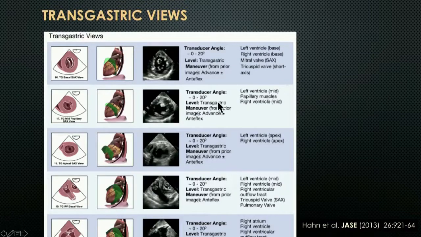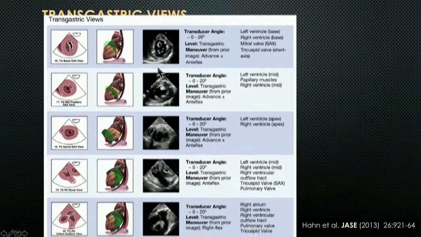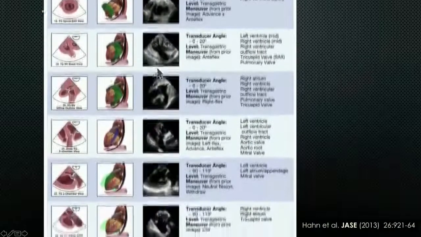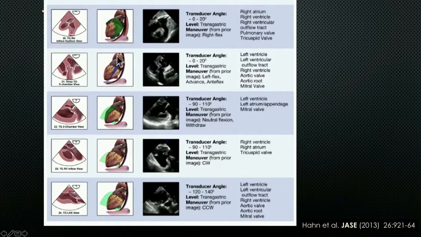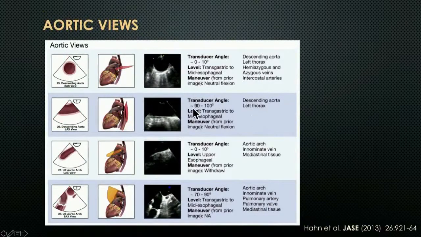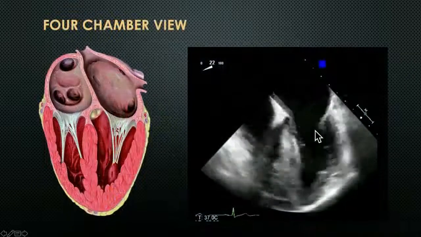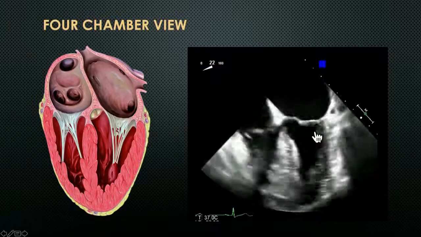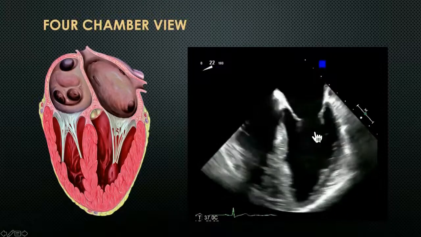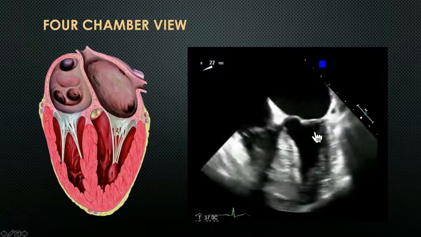The transgastric views obviously are focused on evaluating the left ventricle, both in short axis and in long axis. But using deep transgastric views, we can also look back at the aortic valve, both in long axis and in short axis. The upper esophageal views are typically used to look at the aorta and the pulmonary artery. So let's look at some of the views that you're much more likely to see on the exam itself. These are all mid-esophageal views that I'm about to show you.